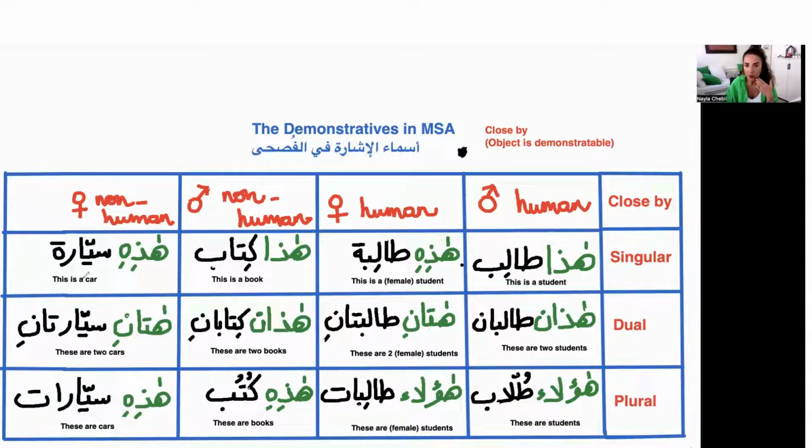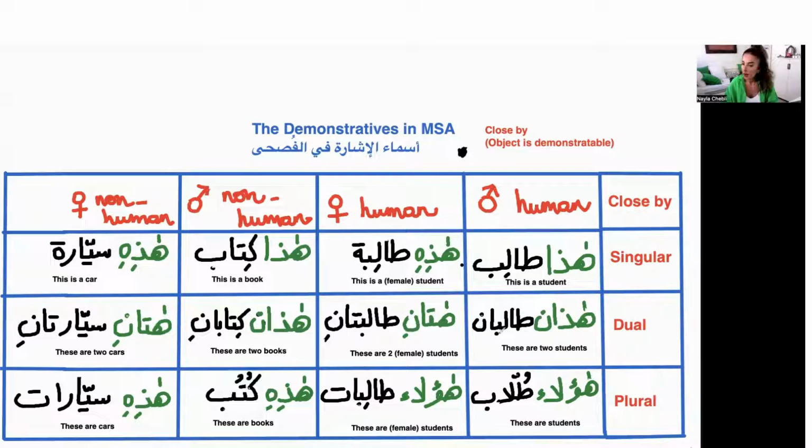If the object I'm pointing at is a female object, like سيارة, how do we know it's female? Because of the ta marbuta. I use هذه again, same as with human. So هذه سيارة. So let's repeat. هذا for both human and non-human, masculine, and هذه for both human and non-human, feminine, singular. Let's go to the dual form.